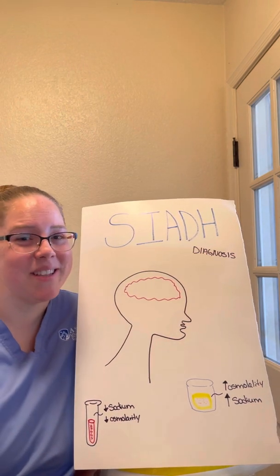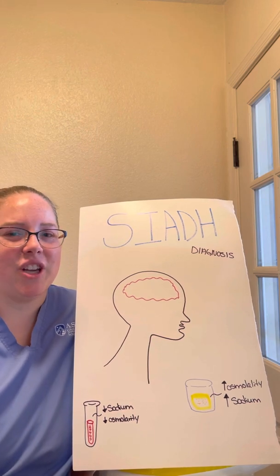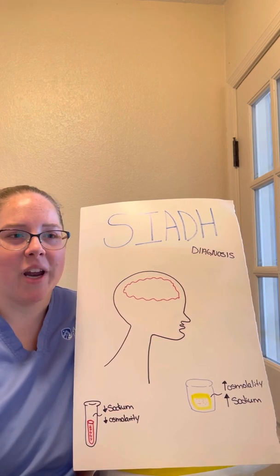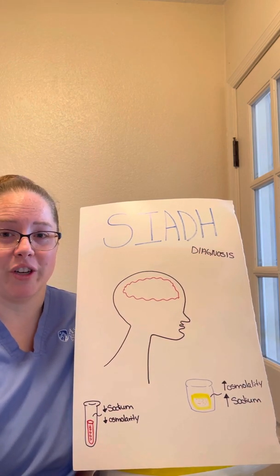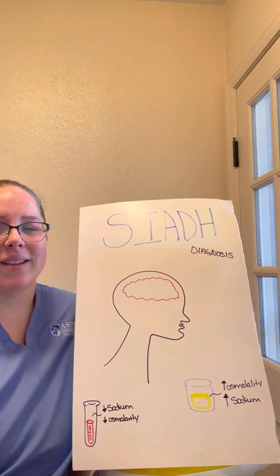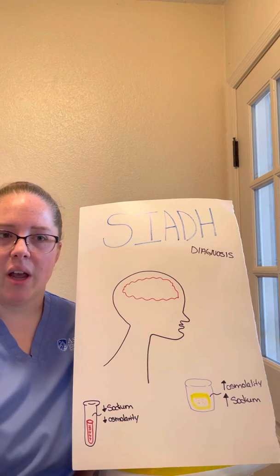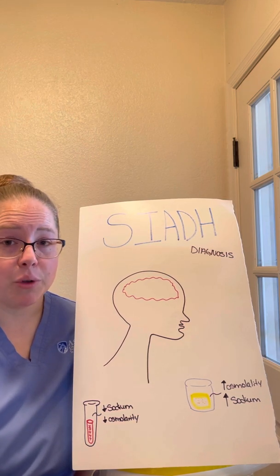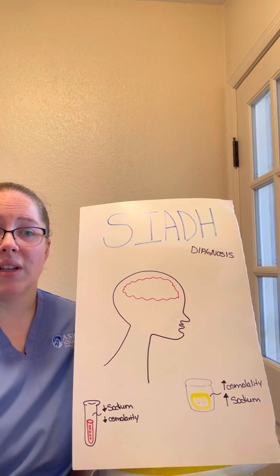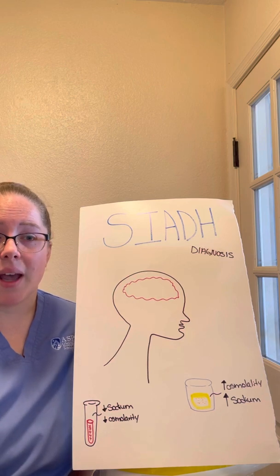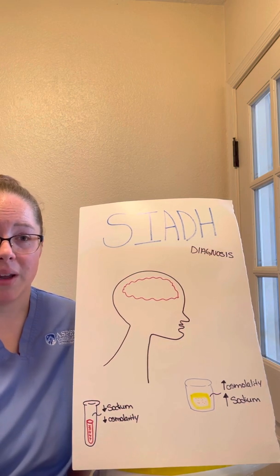So what is SIADH? Well, let me tell you. SIADH is Syndrome of Inappropriate Antidiuretic Hormone Secretion. It is an excessive amount of antidiuretic hormone, ADH, that is released from the posterior pituitary gland, resulting in water retention. And this results in a low sodium level.